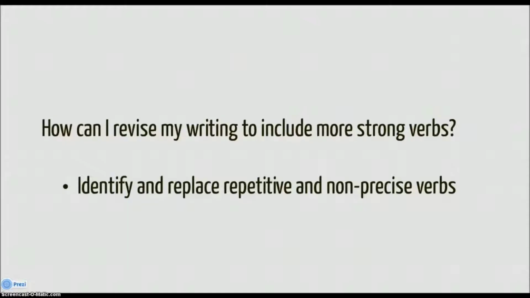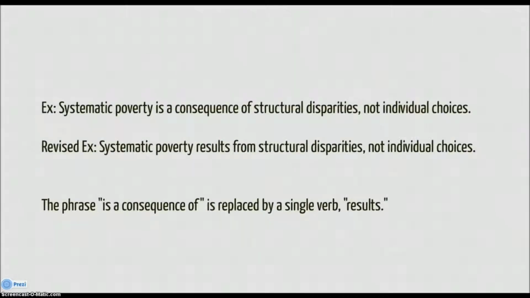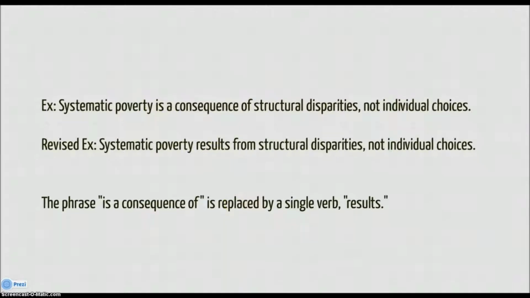So, how can you revise your writing in order to include more of those strong verbs? Well, you want to go through, find your verbs, replace those that are repetitive, and anything that is non-precise. So, let's try this out. This is our first sentence, right? Systematic poverty is a consequence of structural disparities. So if we can change this and get rid of the is, we can say systematic poverty results from. So instead of saying is a consequence of, you just say results, and then we're done. So it's a lot shorter, more concise, and more specific. Instead of giving me a generic is, I have a stronger verb.